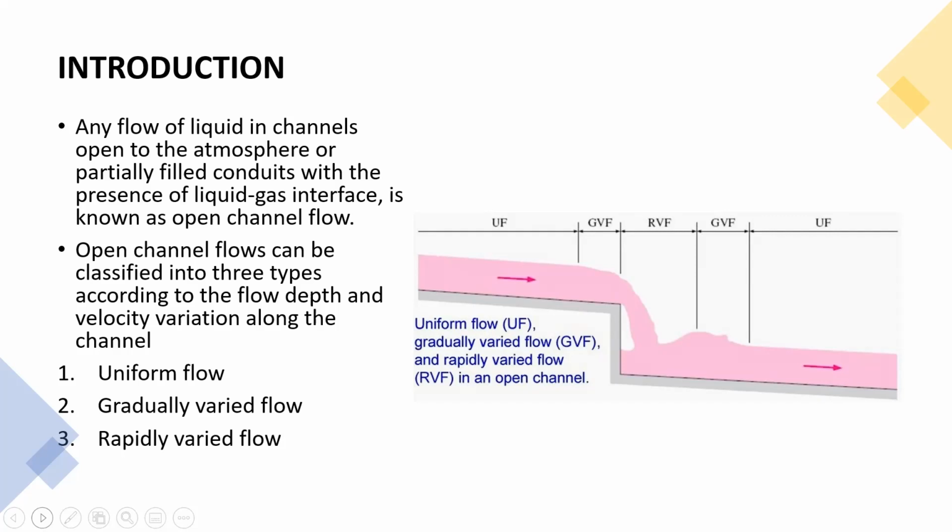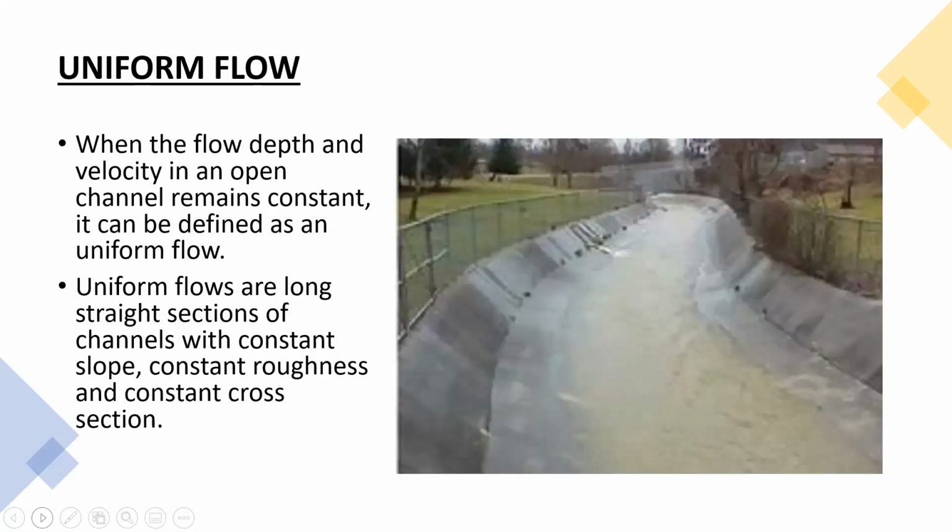Here you can see a graphical representation of each of the flow types. First, I'll tell you what a uniform flow is. When the flow depth and velocity remain constant along the same distance, we can say that the open channel has a uniform flow. This figure shows you some examples of a uniform flow. Uniform flows are long straight sections of channels with constant slope, constant roughness, and constant cross section.